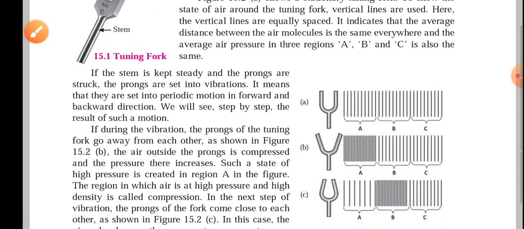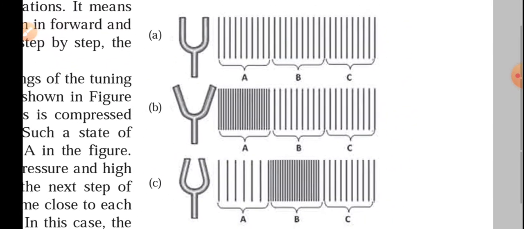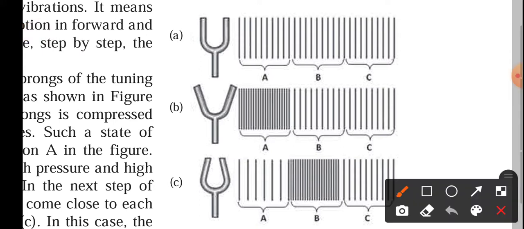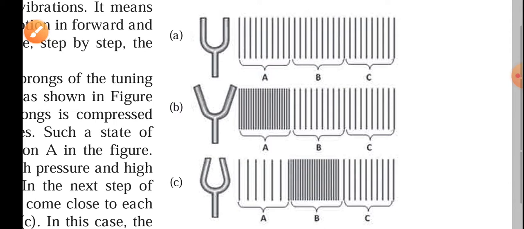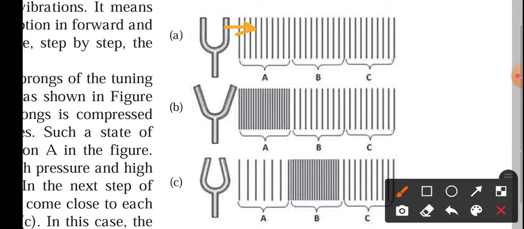Now if I want to show you with the picture over here, this is a normal condition, and the air present in the surrounding of that tuning fork will be evenly distributed. You can see all the lines are equidistant from each other. Now, when the tuning fork is struck on the rubber pad, it will start to vibrate. So two positions are there: one, it will go outside, and one when it will go inside. When it's going outside, it will push the air column.